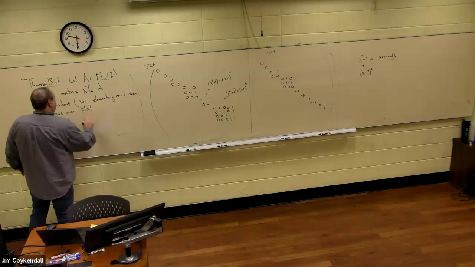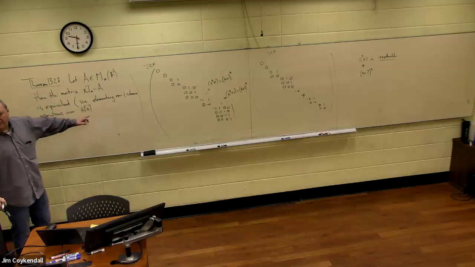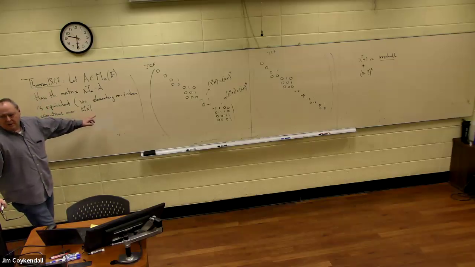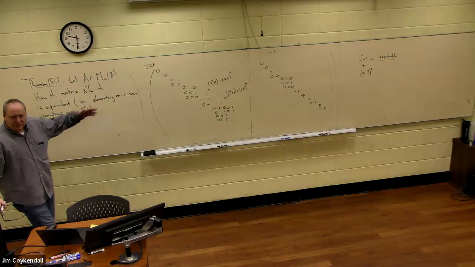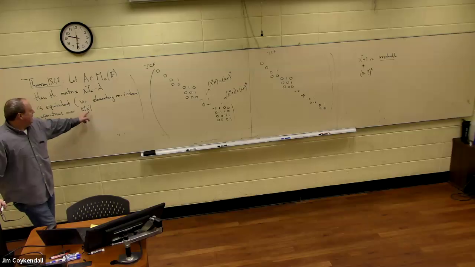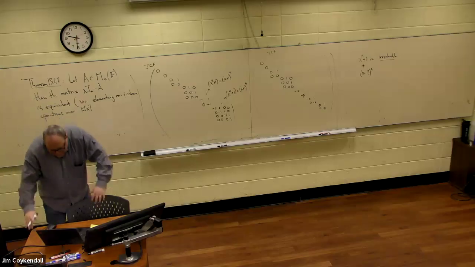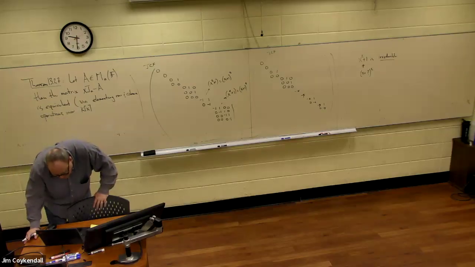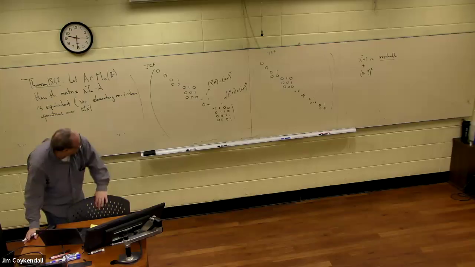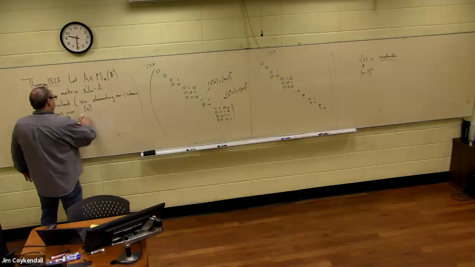Over k[x]. Now, I'm not allowed to invert any polynomial of positive degree, right? So you remember when you do row and column operations, you can divide out stuff, but you can divide only by something that is a unit in k[x]. You can't divide by x, for example. So that's what I mean by over this ring k[x].